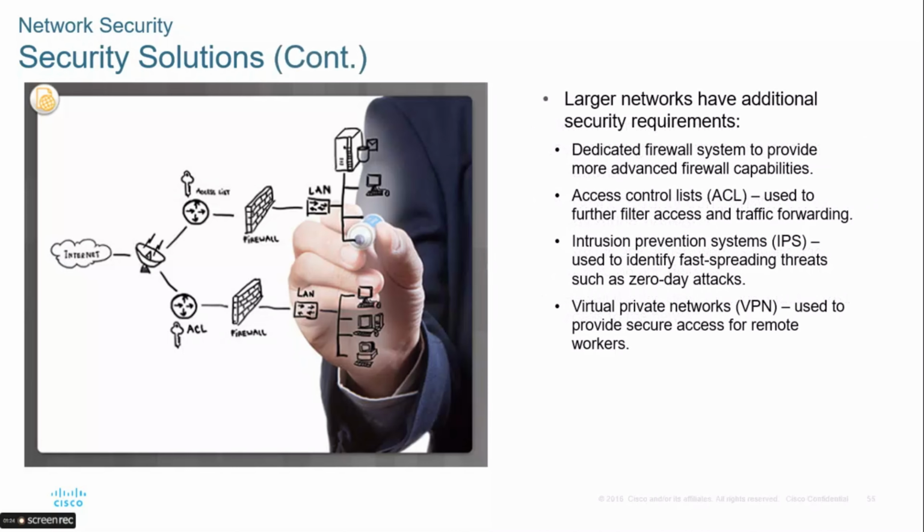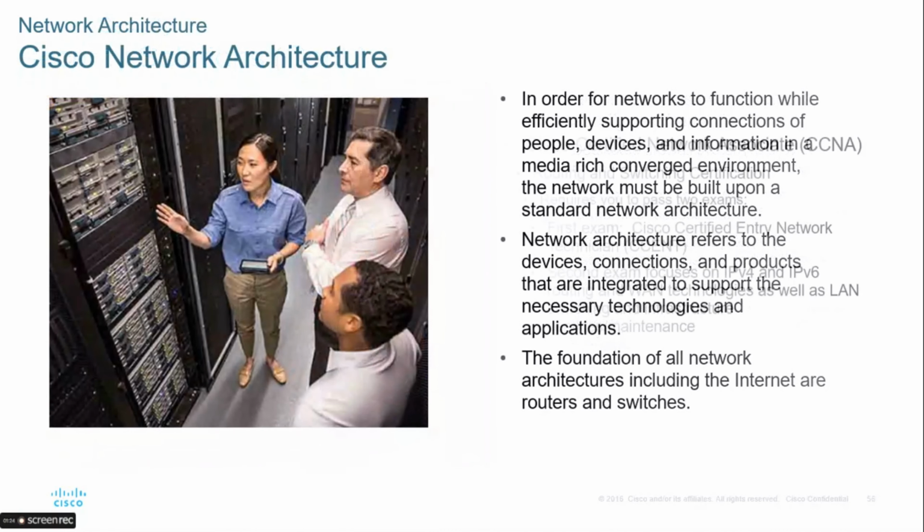Larger networks have additional security requirements like dedicated firewall systems, access control lists, intrusion prevention systems, and intrusion detection systems. We've got virtual private networks, that's the VPN. We've got DMZ, demilitarized zones, whereby a dedicated data center is secured far away from the organization.